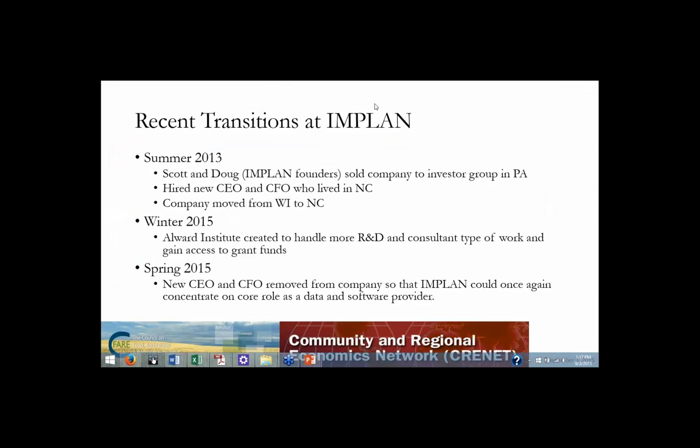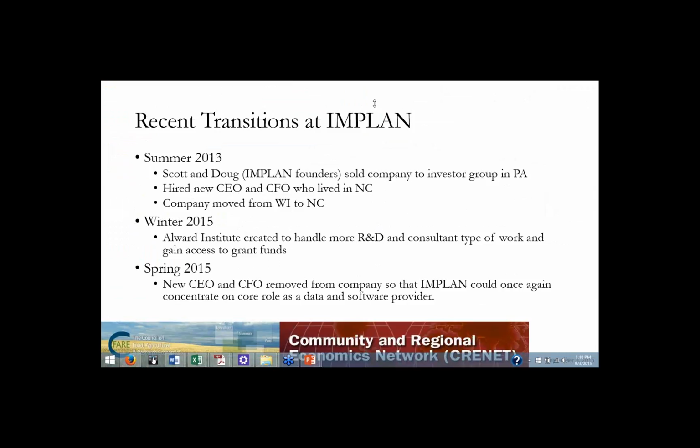And then that following spring, we transitioned away from the new CEO and CFO that we had hired when we moved. We just had divergent goals between CEO and COO, and we found that we were losing a lot of focus and chasing a lot of different projects and priorities, spinning our wheels in some things and not being very effective and efficient.